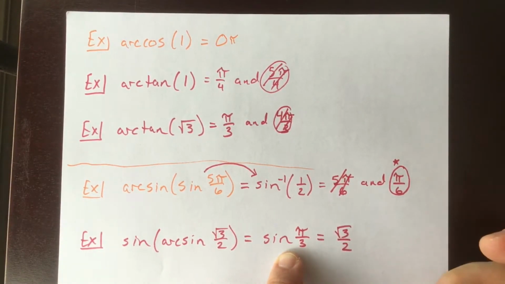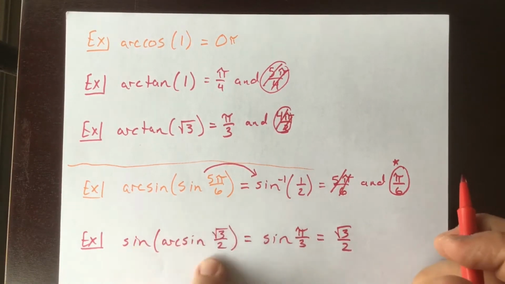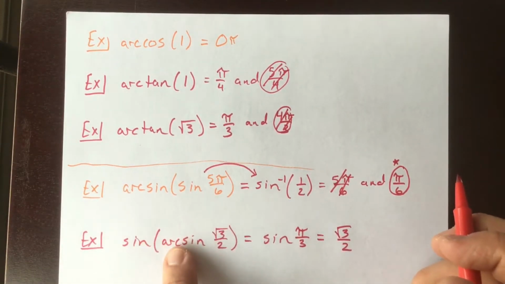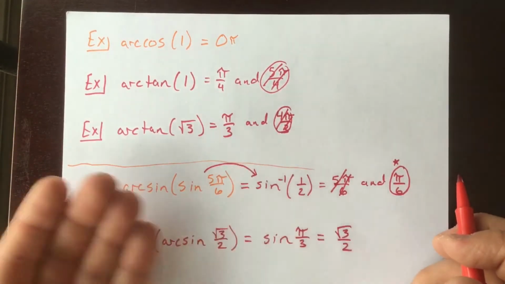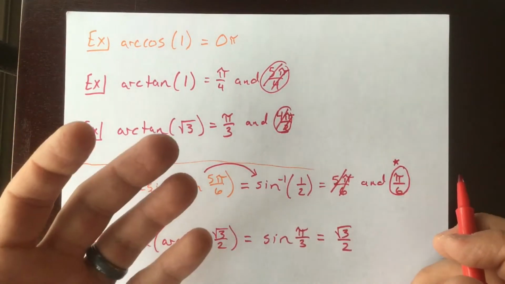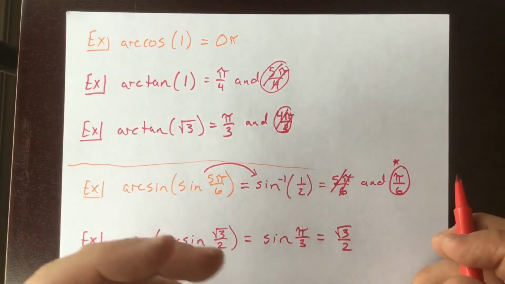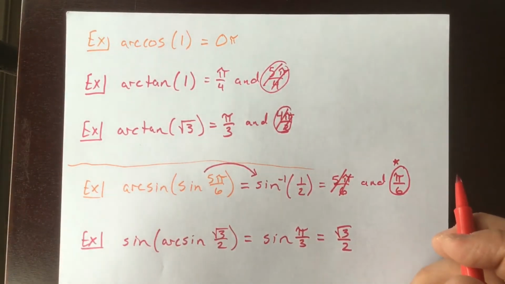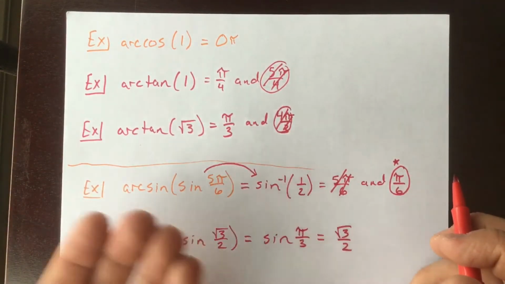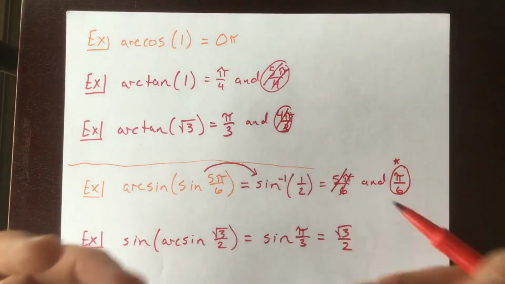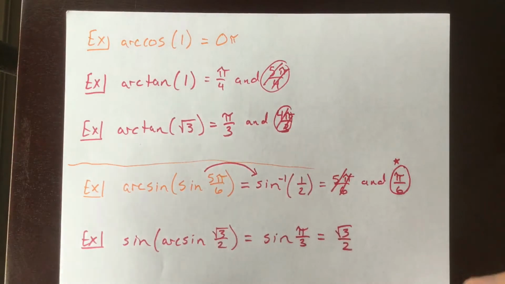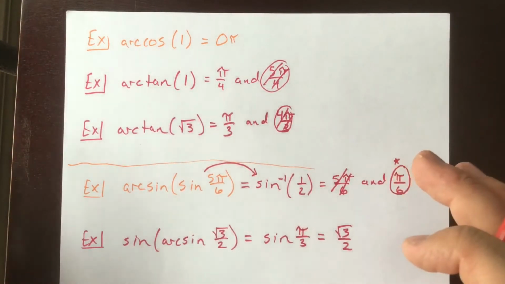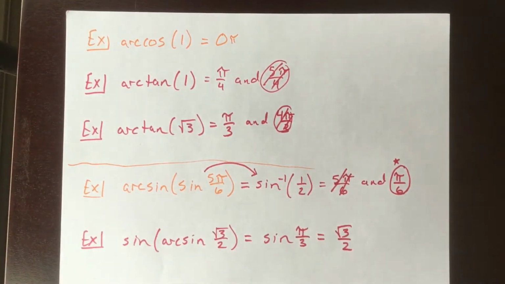So notice sine and arc sine essentially gave us the same value. That should make sense because these are inverses of each other. If I took the square root of x squared, we would get x. If I took the natural log of e to the x, we would get just x. That's something really nice about inverse functions. So let's look at a couple others that don't match up like we're seeing.